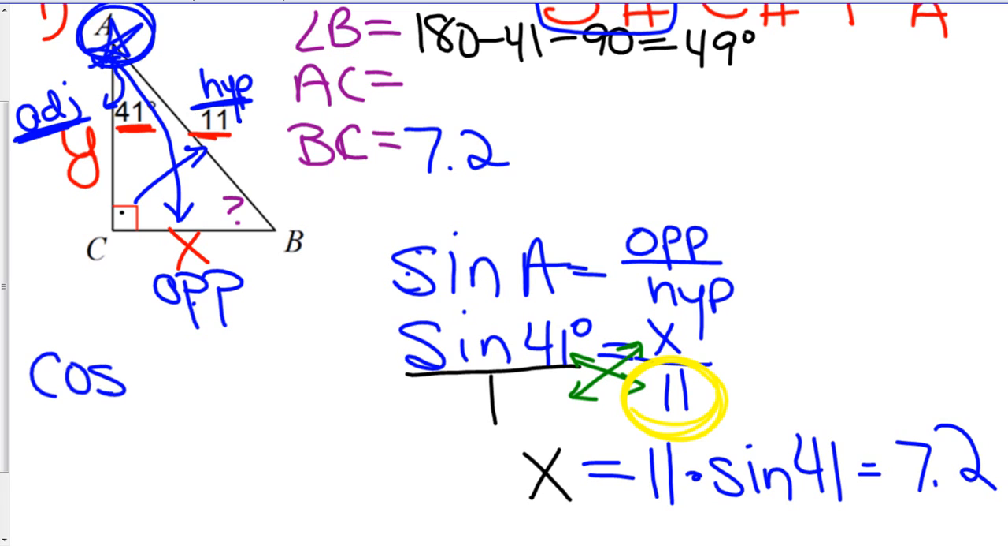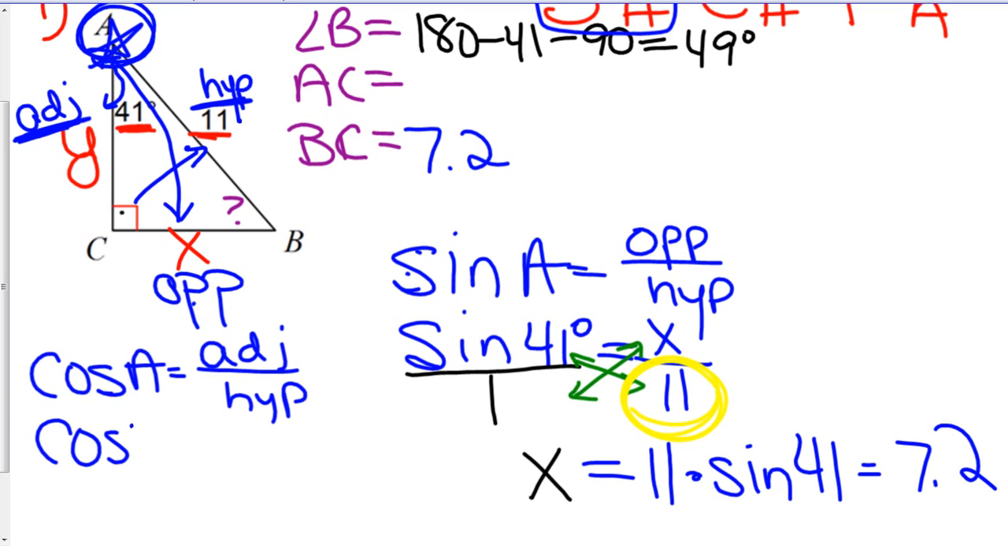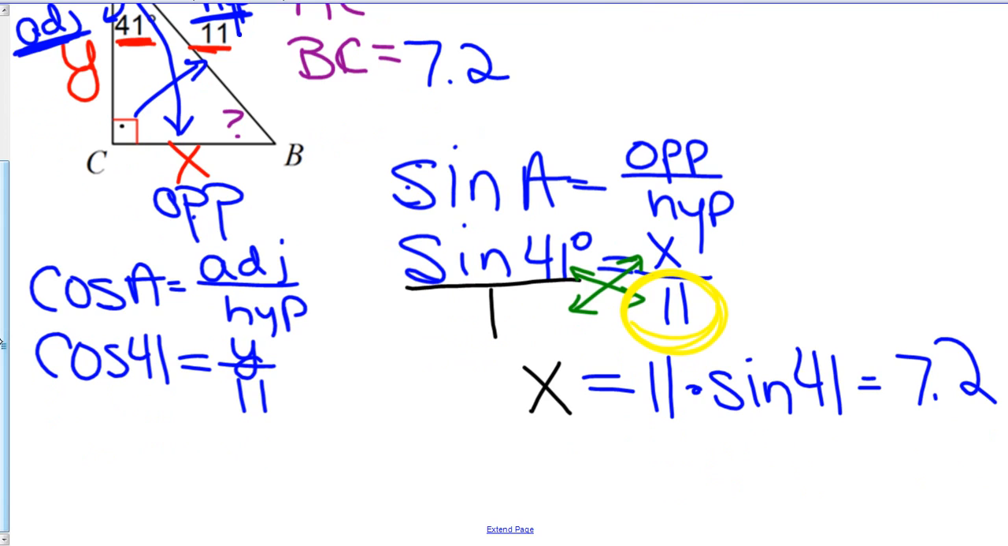So the cosine of A is going to be the adjacent side over the hypotenuse. So the cosine of 41 degrees equals my adjacent side, this time called y, and the hypotenuse is actually 11. Okay, and of course, put it over 1, and we can cross multiply it right there.